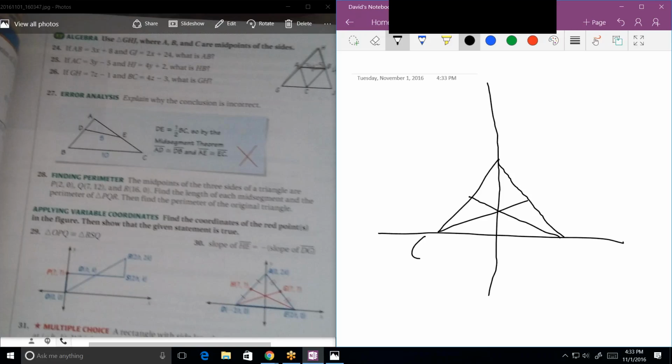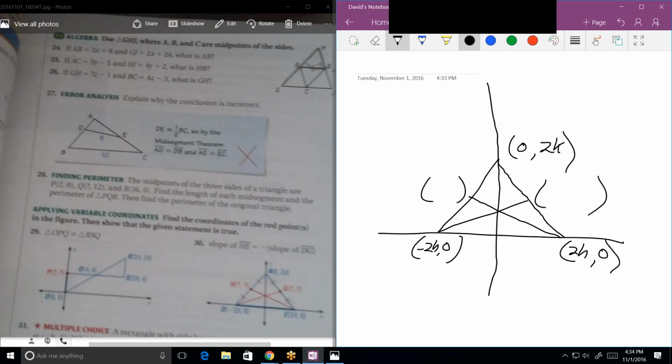Coordinates of that point right there, or what? Negative 2h, 0. Coordinates of the vertex of that triangle is 0 comma 2k. And coordinates over here must be 2h comma 0. And they want the coordinates there and the coordinates there.